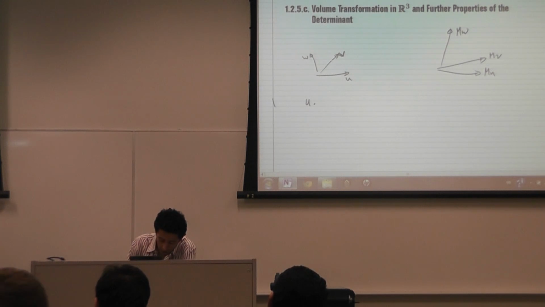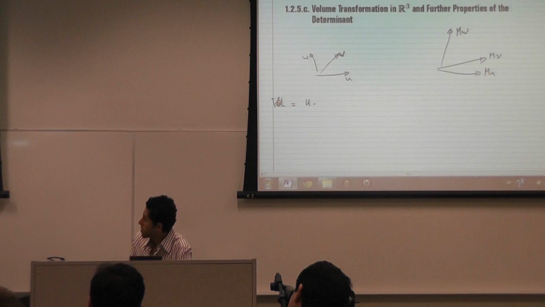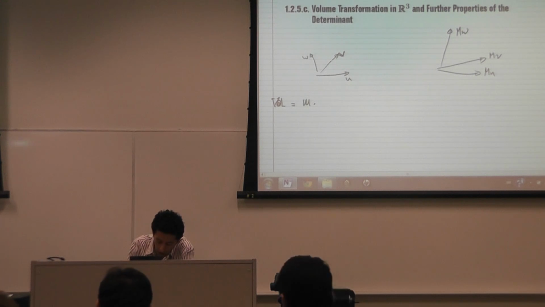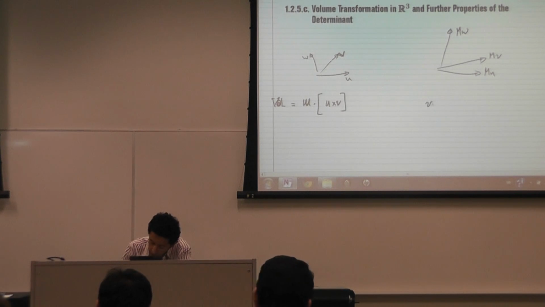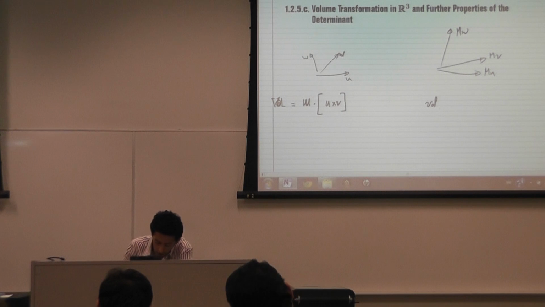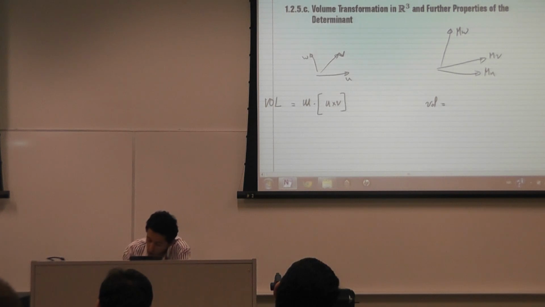The volume here, I'm going to use capital letters. The volume here, if I have 3 vectors, is equal to the triple product between W, U cross V. The volume here, I'm going to use small letters, is equal to the triple product between MW and MU cross MV.